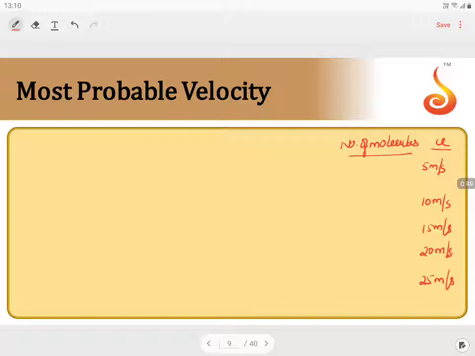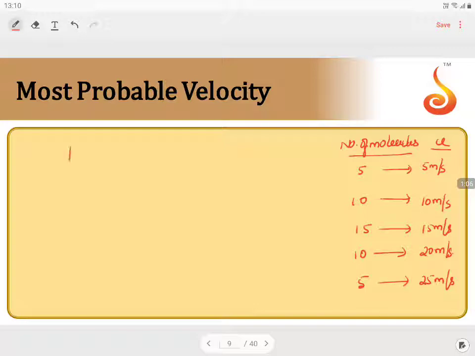If I say there are 5 molecules which are moving with 5 meter per second, there are 10 molecules moving with velocity 10 meter per second. If I have 15 molecules moving with 15 meter per second, 10 molecules moving with 20 meter per second, 5 molecules moving with 25 meter per second.